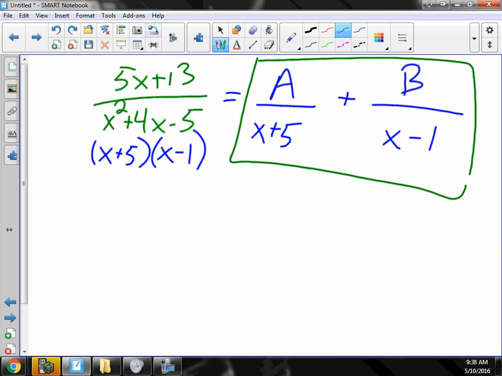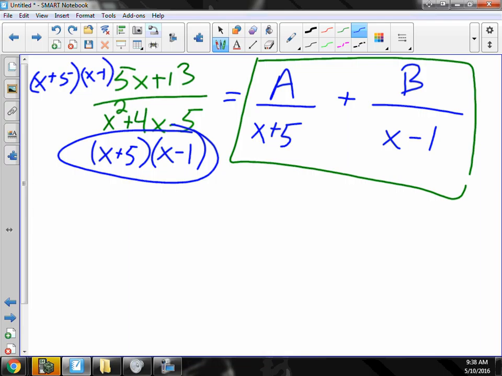So what we want to do, we want to eliminate all of the denominators. So we do that by multiplying by this: x plus 5 times x minus 1. And if I do that on the other side, x plus 5 times x minus 1, this cancels that.